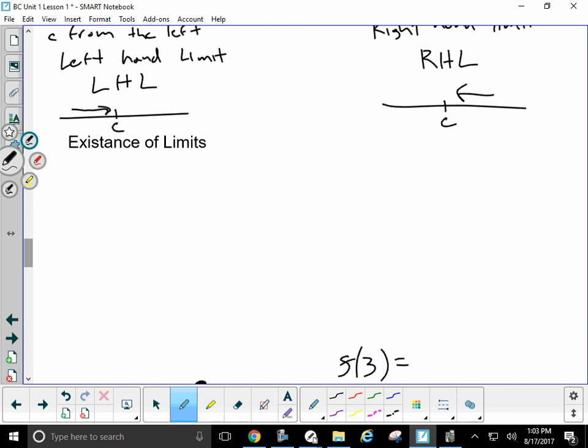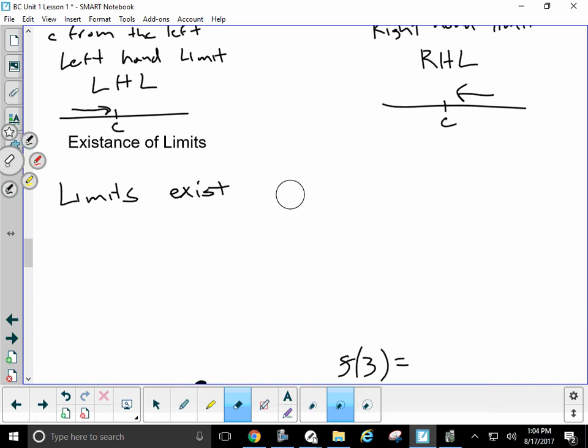For a limit to exist, the left-hand limit must equal the right-hand limit. We don't care about the function value. We just care about the left-hand limit and the right-hand limit equaling each other. All right, IFF, if and only if the left-hand limit equals the right-hand limit.